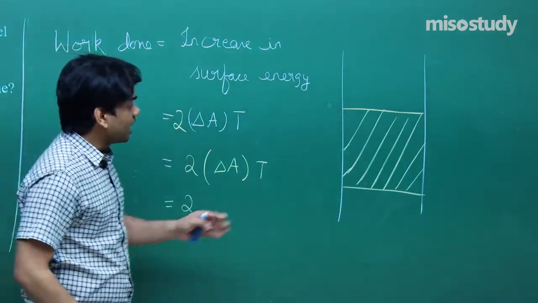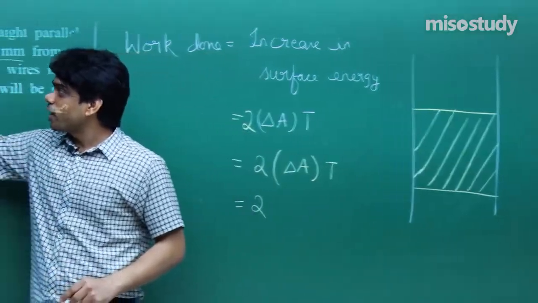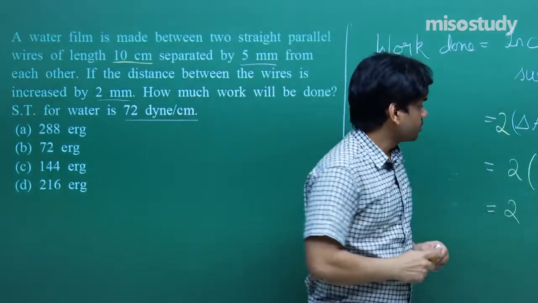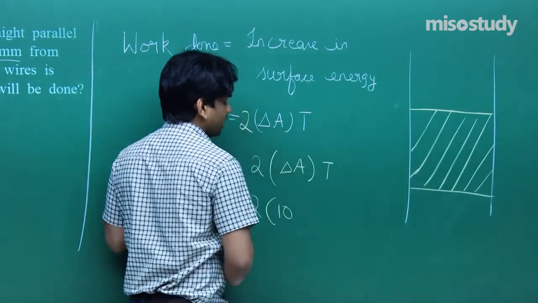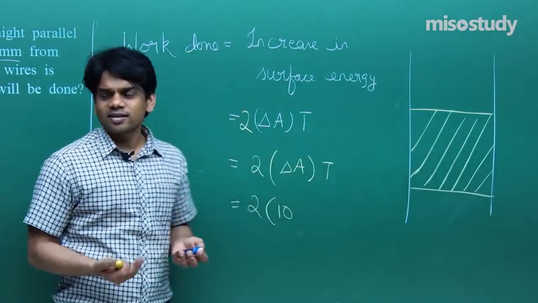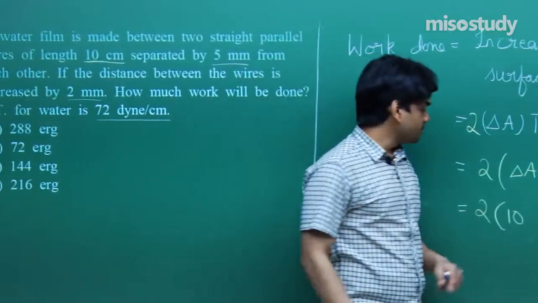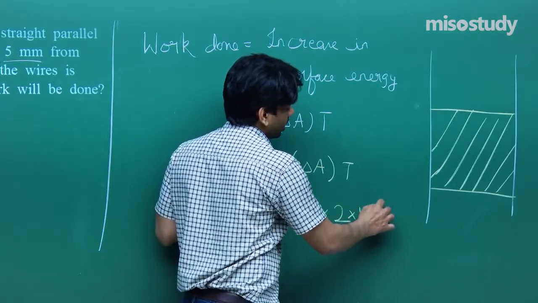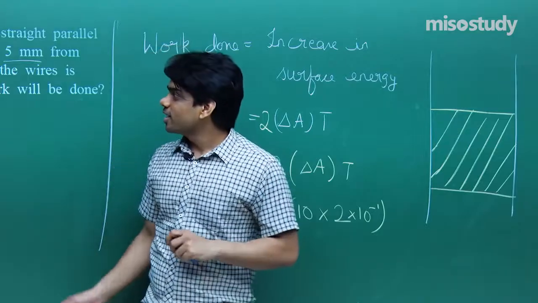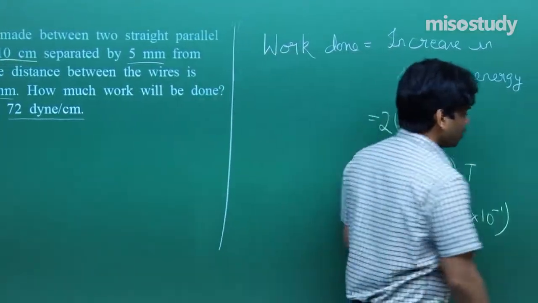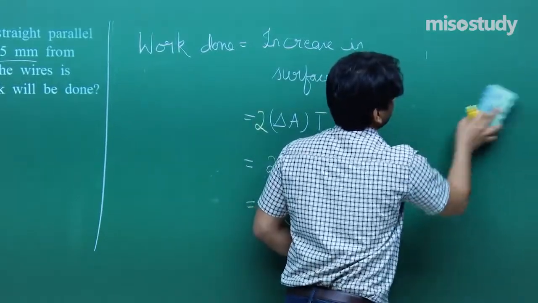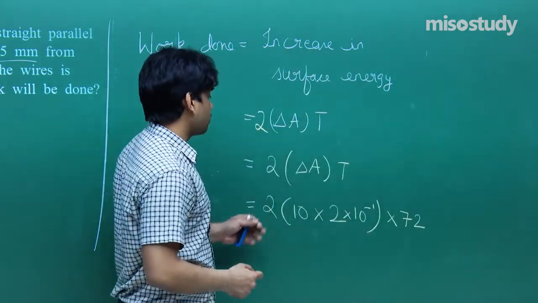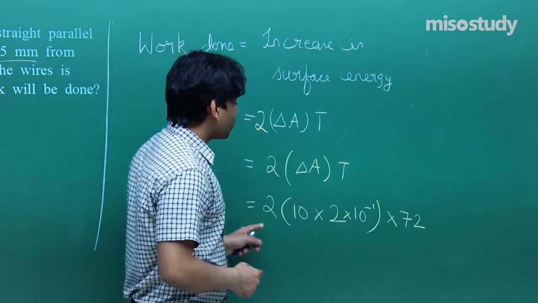You see the length is given as 10 centimeter, a wire of length 10 centimeter, separated by 5 mm from each other, and the distance between the wires is increased by 2 mm. So let me write here, this is 10 centimeter, so 10. Because the answer is given in ergs, you can keep the unit in centimeter. 10 centimeter multiplied with the increase, 2 into 10 to the power minus 1, and the value of surface tension is given as 72 dyne per centimeter. All units are in CGS system, so the answer will be in CGS.